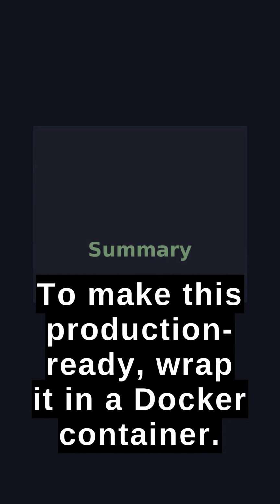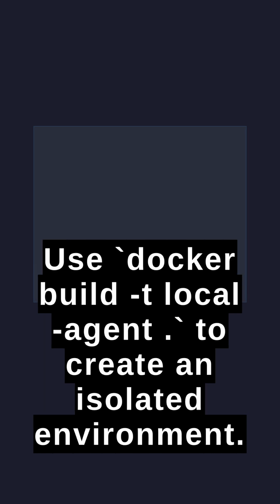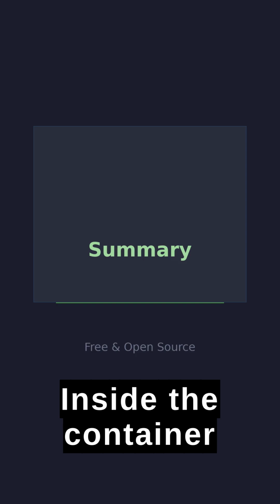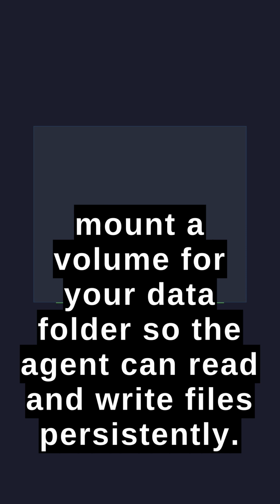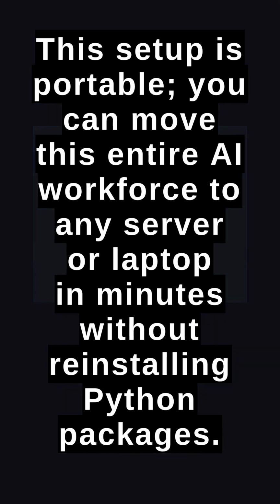To make this production ready, wrap it in a Docker container. Use docker build -t local-agent to create an isolated environment. This ensures your dependencies don't conflict with other projects. Inside the container, mount a volume for your data folder so the agent can read and write files persistently. This setup is portable. You can move this entire AI workforce to any server or laptop in minutes without reinstalling Python packages.